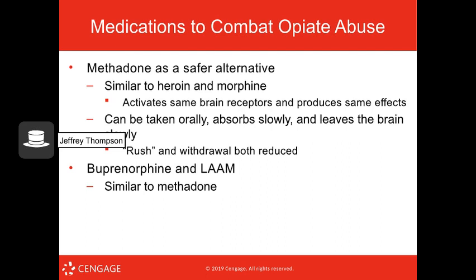For opiates like heroin and morphine, we have methadone. It's great because it activates the same brain receptors and produces the same effects, but significantly less than what you would get. So you're reducing the rush that you would get from the drug. You're reducing the withdrawal symptoms because you're still getting a drug, but you are reducing the person's need to take heroin or morphine because they're getting the same or similar effects.